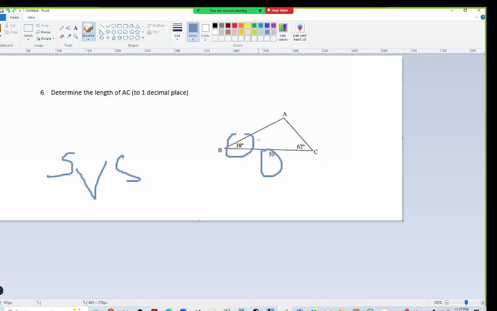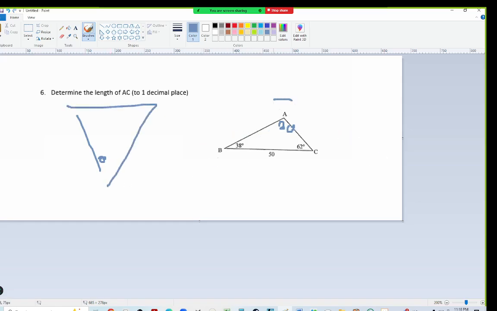However, we can actually figure out the other angle here. If this is 62 and this is 38, that is 80. That means we can use the sine law, because the only time we have to use the cosine law is side, angle, side, which is not this, or side, side, side, which is also not this. So this is the sine law. They want the length AC, which is here.